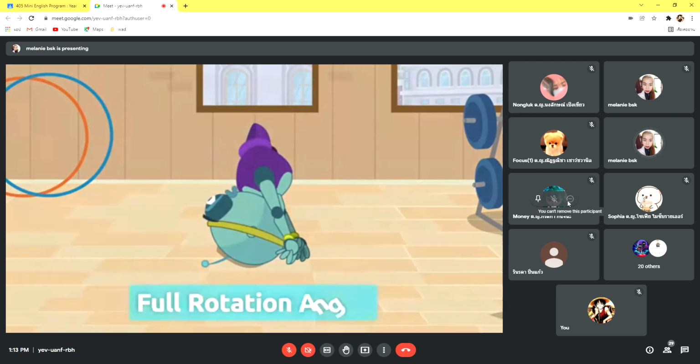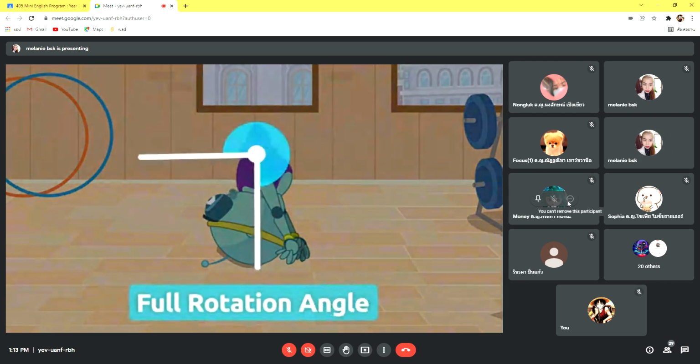Well, that's a full rotation angle. These angles measure 360 degrees.